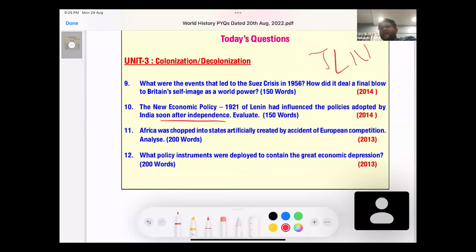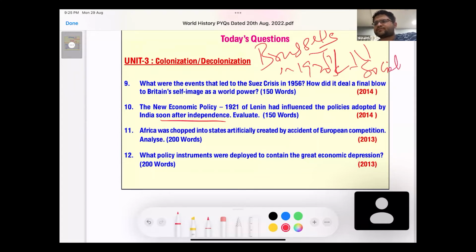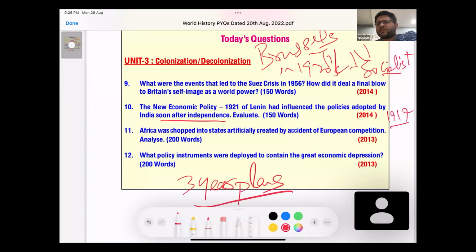So we all know that Jawaharlal Nehru had a socialist inkling by the 1920s. He attended the communist conference in Brussels in the 1920s and he declared himself a socialist. So he was attracted towards the principles of socialism and communism. And when India became independent, the new economic policy of Lenin was implemented in 1917, where he came up with three-year plans to improve the economy. And he encouraged the economy to have a mix of state control as well as entrepreneurship. He wanted a welfare state.